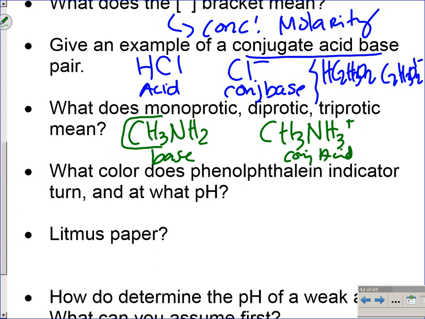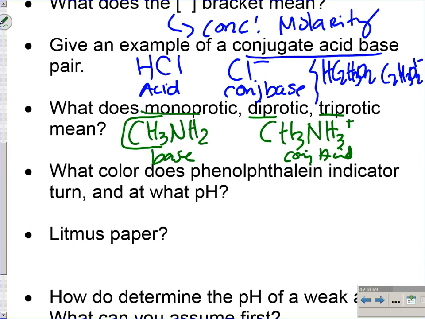All right, so these terms, mono, di, and tri, product, that was one example on your reading or on your true false, so I'm going to go over that shortly. But what do you guys think that means? 1, 2, and 3 what? Hydrogens, yes, because protic means, remember, that means hydrogens essentially.